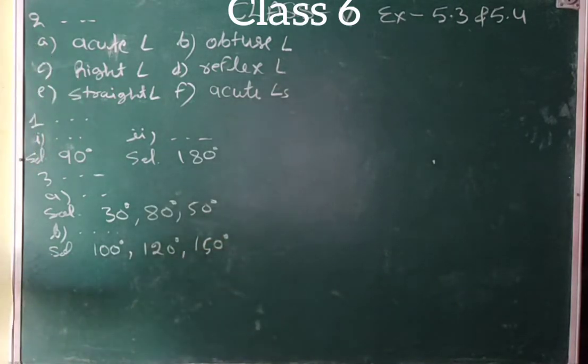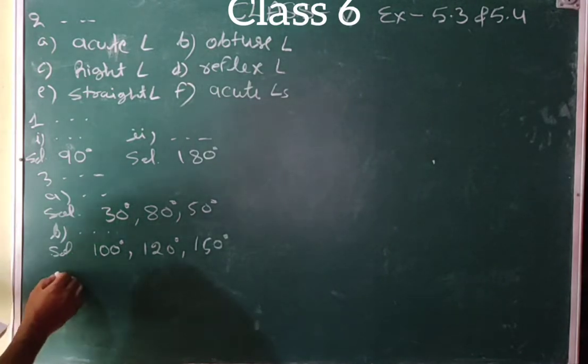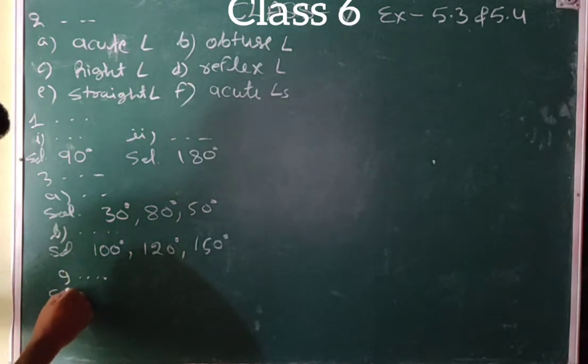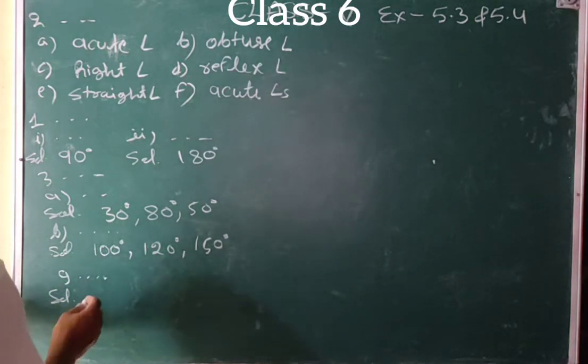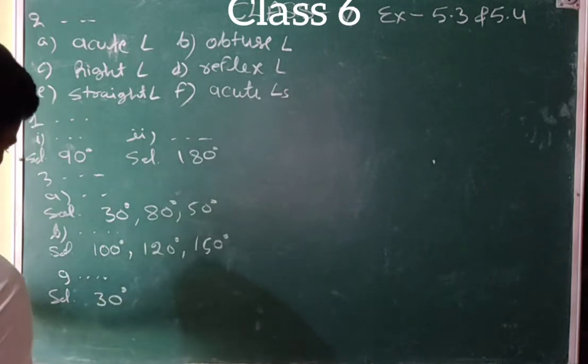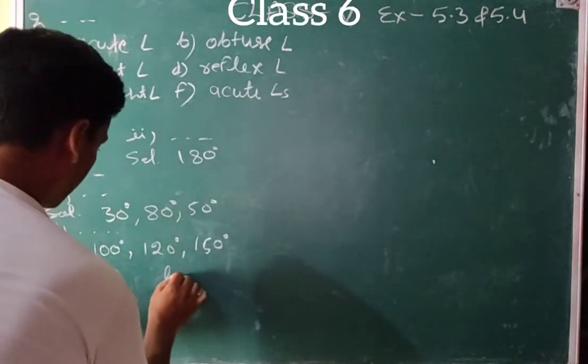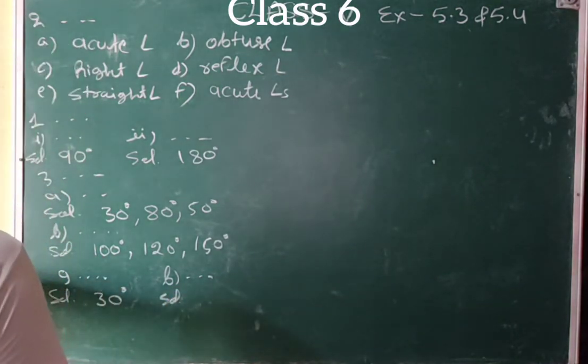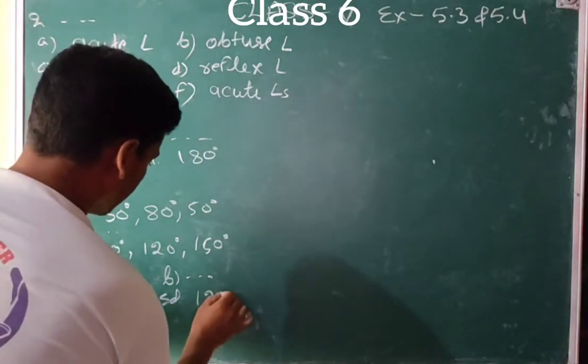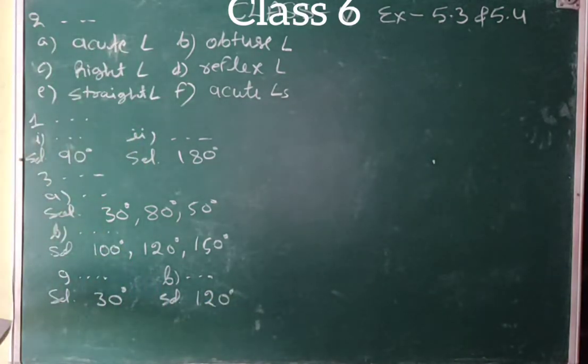Measure the angles given below using the protractor and write down the measurement. For A, you will draw that one, and then when you measure with the protractor, approximately that will become 30 degrees. For B, that will be more than that, it will become 120 degrees. Obviously, approximately that will become 120 degrees.